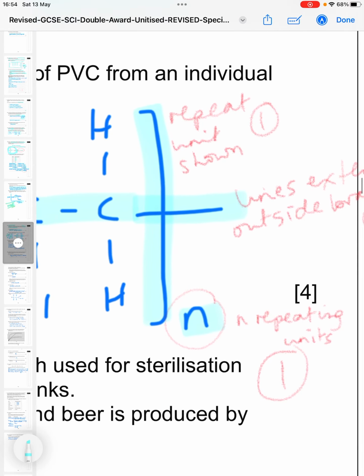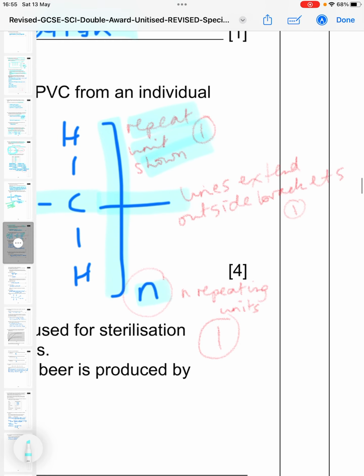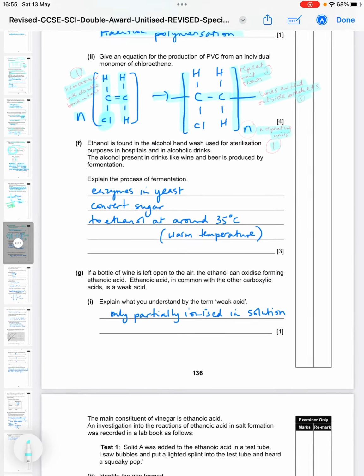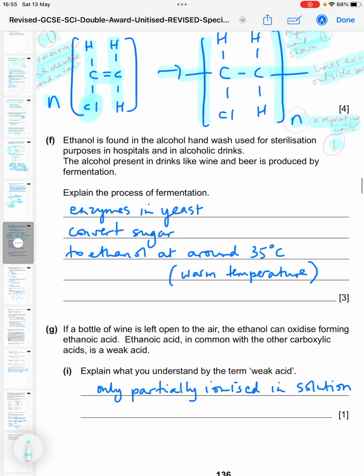So you can see that there was 1 mark for having n of the monomer with the double bond intact, then 1 mark for having the repeat unit shown, then for having the lines extended outside the brackets, and then the n repeating units was the final 4th mark.